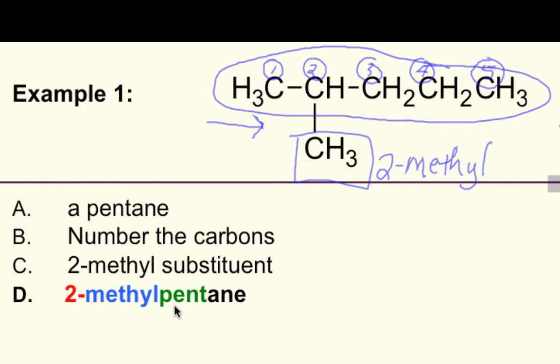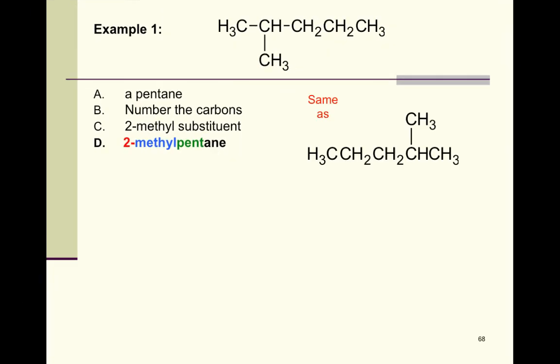Pentane is the parent. The parent gives it the last name. So notice the end of this is pentane. And then in front of that, there's no space here, I have 2-methyl. The reason why there's a dash between the 2 and the M is because anytime I have a number and a letter, I have to put a dash there. So that's why it's 2-methylpentane.